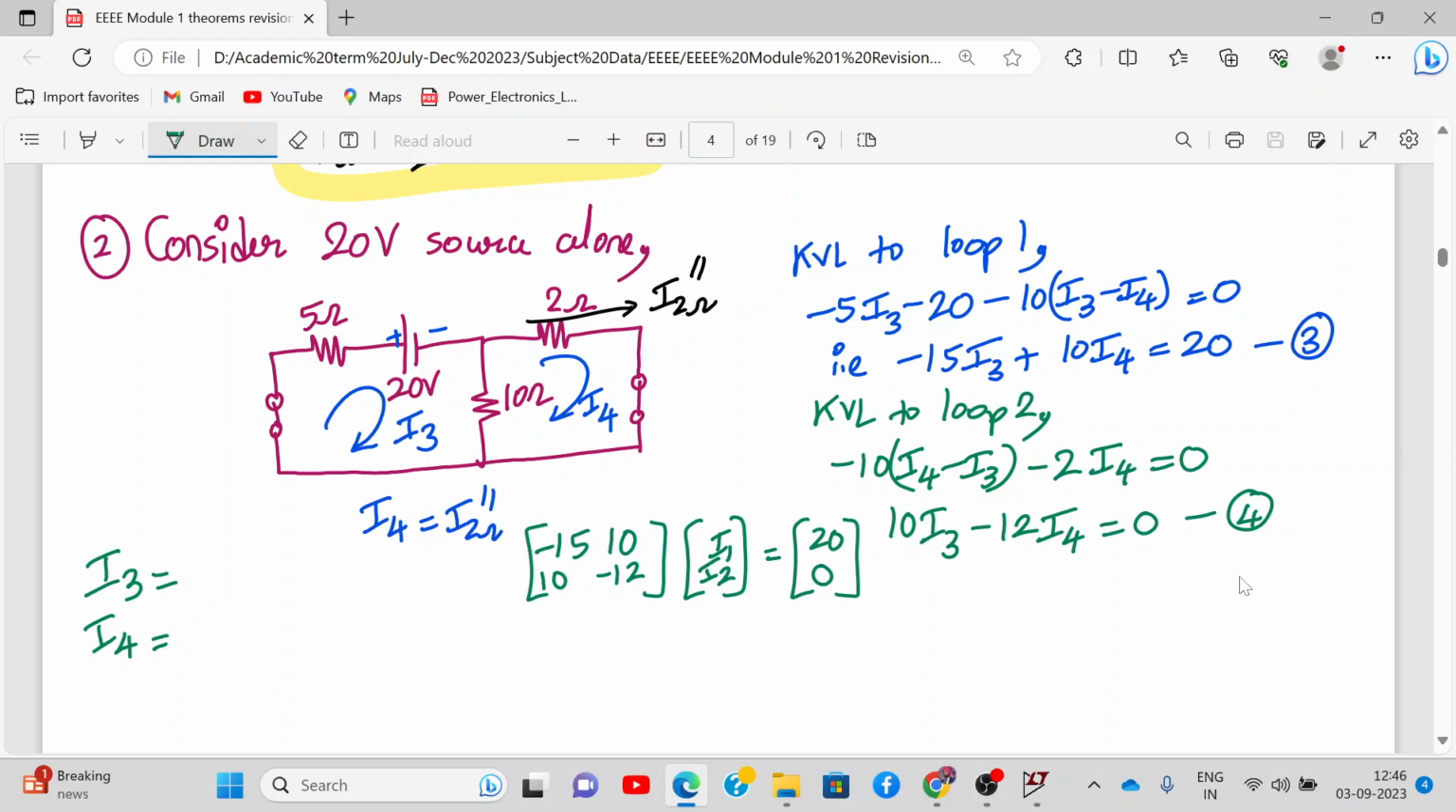So I3 is minus 3. Yes. And I4? Minus 2.5. Yeah, that's correct. I told you it's easy, but it's lengthy. So I4, I2 double dash, is minus 2.5. Direction is this way.